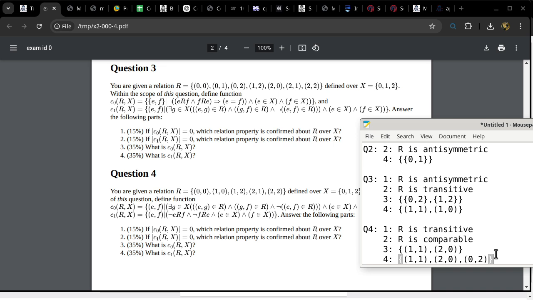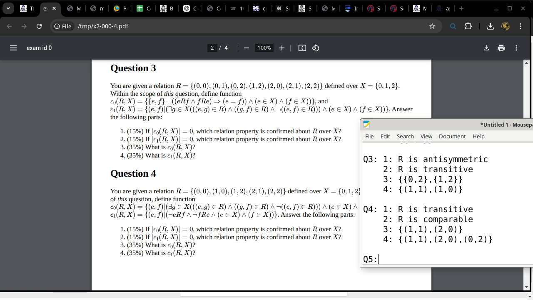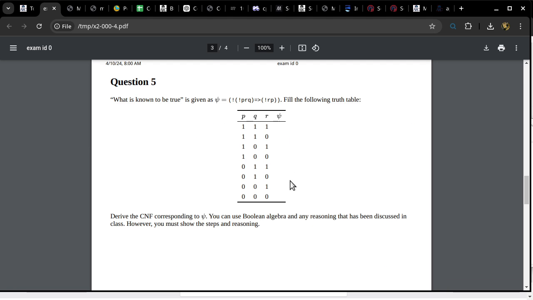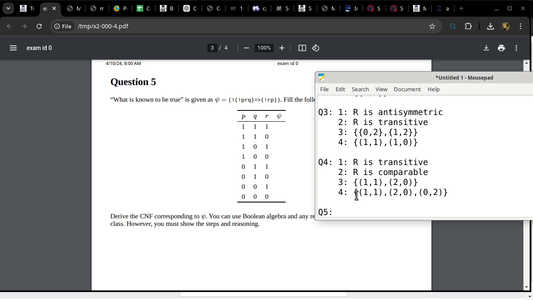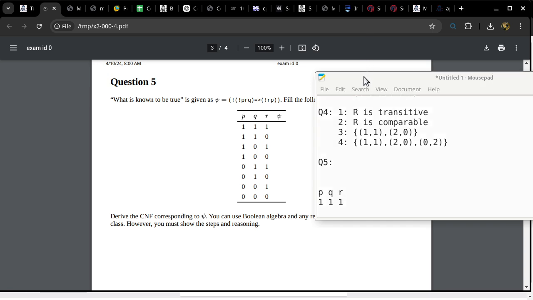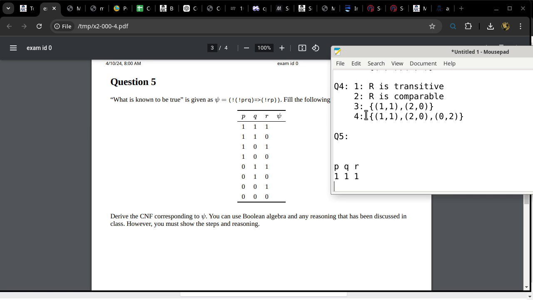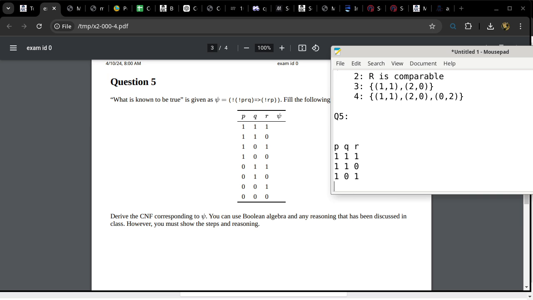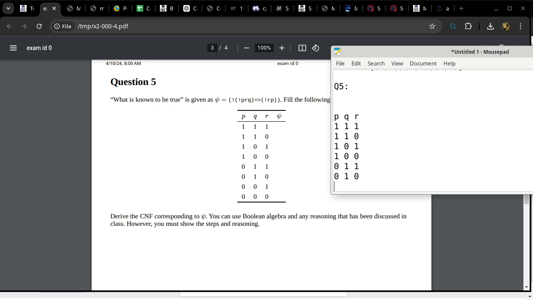We good? Okay. So we'll move on to number 5, Q5. All right. So Q5 has to do with propositional logic. So what is known to be true is given as psi, and it is this particular expression. Fill the following truth table. Okay, so that's the first thing we need to do, which is a little bit on the tedious side. So P, Q, R, and we have 1, 1, 1. All right. So for this part, you just have to really do the calculation itself. I'm spelling out the entire table, which is just a binary number countdown in this case.